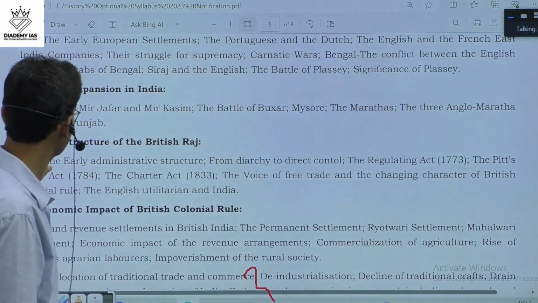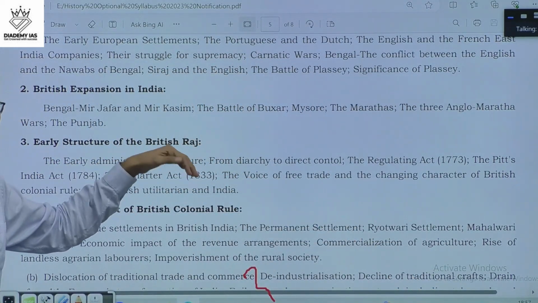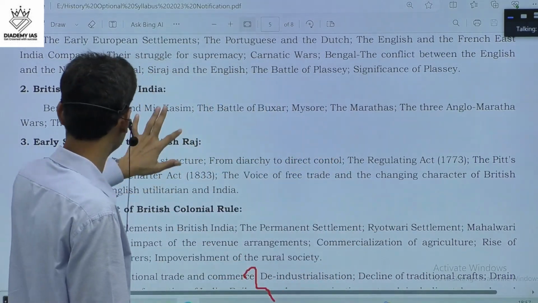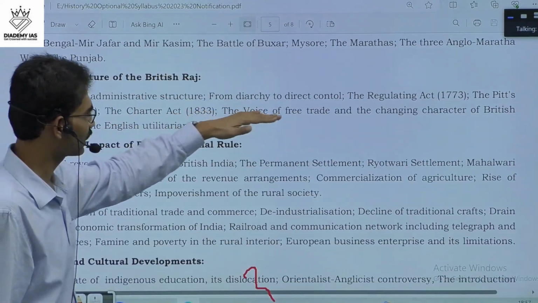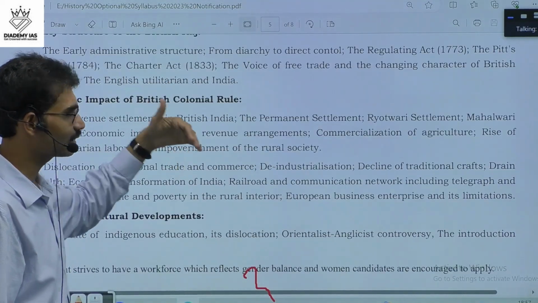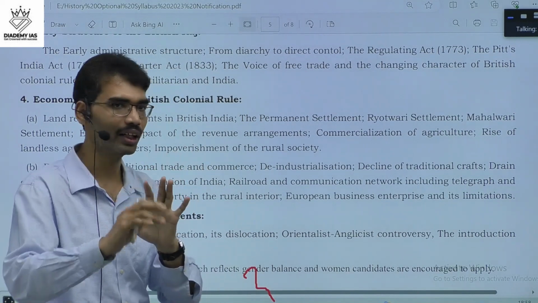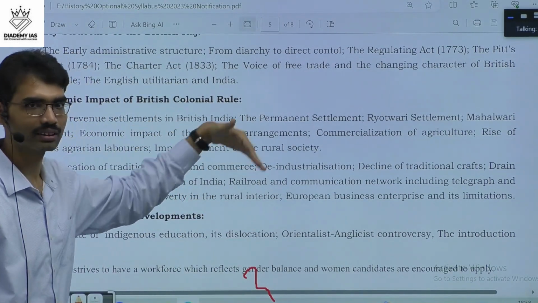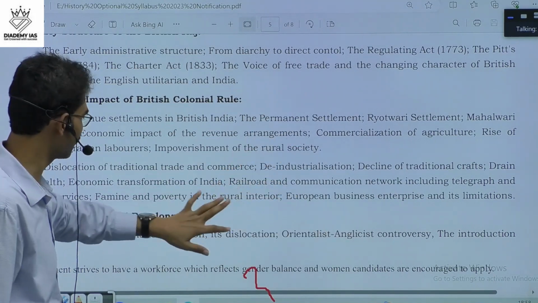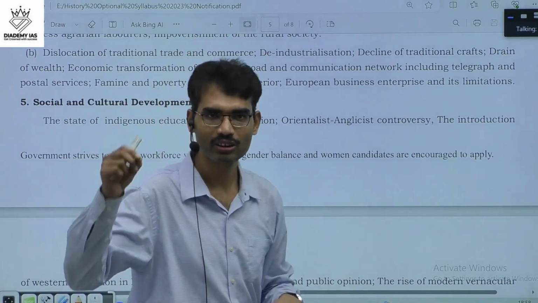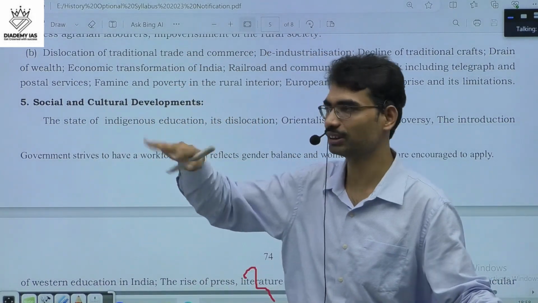You can see the early structure of the British. This means for polity and administration itself, a separate chapter in detail. Early administrative structure, different administrative aspects. Then for economy itself, a separate chapter. Economic impact of the British. Agriculture and industries, separate chapter, sub-chapter. Social and cultural developments. For society and culture itself, a separate chapter.